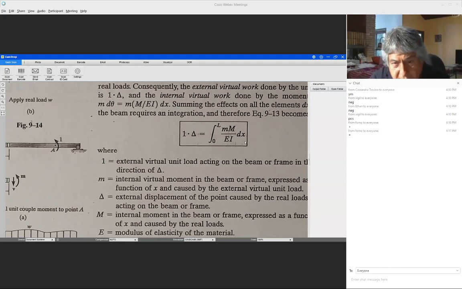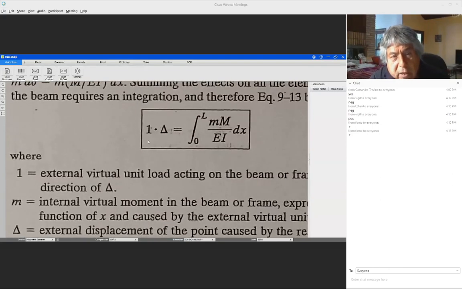Normally, when we have this formula, we never write the one again. And if you forget about this one and you look at the delta, you're going to see that the units do not match. We never write it because one times delta is always delta. So this is what we're going to use. We're going to find the moment produced by the load, the moment produced by the dummy load, and we're going to integrate over the length.